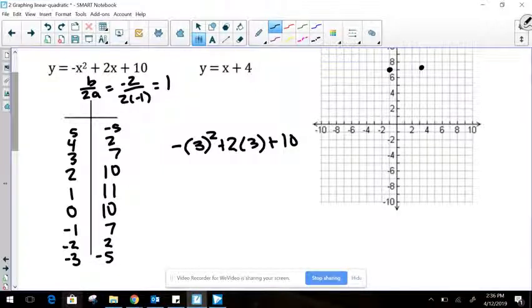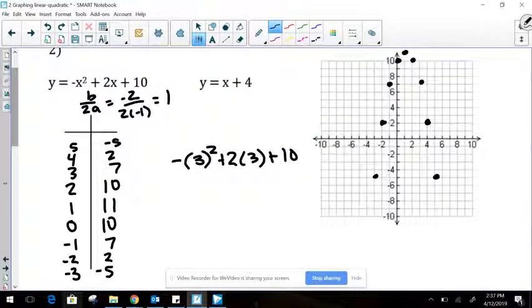Okay, so I have 4, 2, and 5, -5. Okay, and then I have -2, 2, -3, -5. All right, now we have to carefully make our curve. That's probably as crazy as it can get. So that's a good sign. All right, so that's my curve.